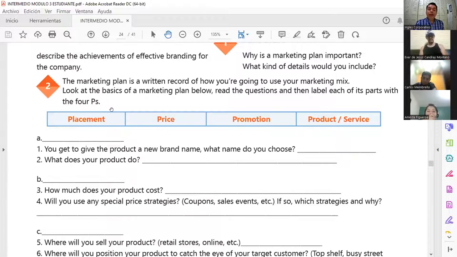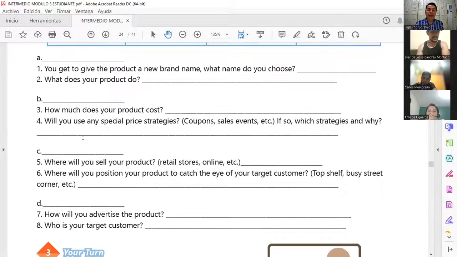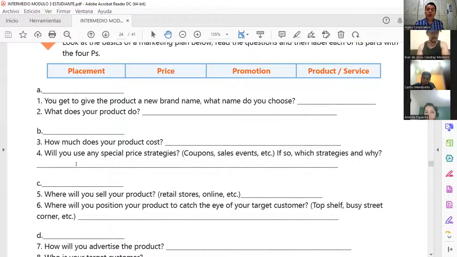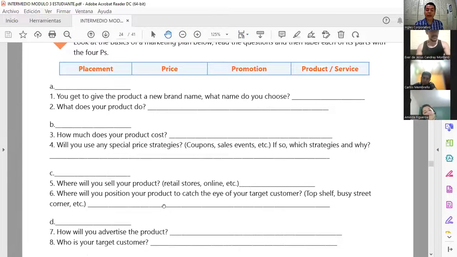Listen, look at the four basics of a marketing plan below. So placement, price, promotion, and product, right? These are the four P's. Read the questions and then label each of its parts with the four P's. So here we have letter A, letter B, letter C, and letter D. You're going to put one of these in every letter. Let me make it smaller. Now you can see the fourth letter, right? In the meantime, you read, I will take the attendance because it's 9 o'clock. Read, please, and label. Match each of the letters with the four P's.